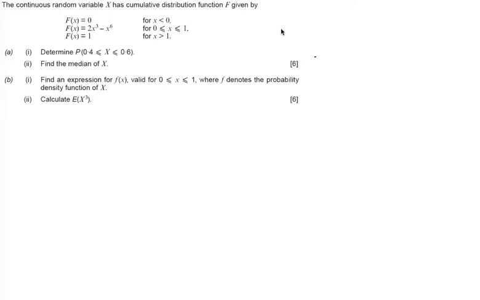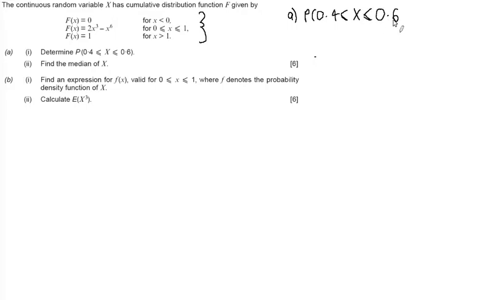Okay, so we have the continuous random variable x has cumulative distribution function F defined by these three different functions. So the cumulative distribution function is equal to 0 if you have x less than or equal to 0. It's defined by this function 2x cubed minus x to the power of 6 in between 0 and 1, and F of x is equal to 1 for x greater than 1. Part A just asks us to work out what is the probability that x lies between 0.4 and 0.6.